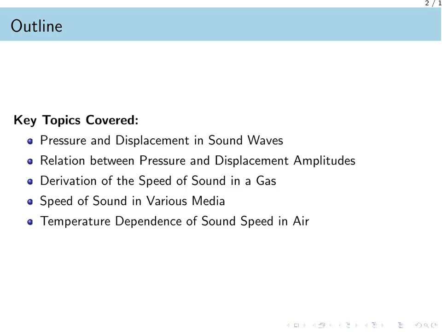We will begin by examining how pressure and displacement are related within a sound wave, and how to express the relationship between their amplitudes. From there, we will walk through the derivation of the speed of sound, specifically in a gas medium. We will also compare how the speed of sound varies across different types of media, such as liquids and solids. Finally, we will look at how the speed of sound in air changes depending on the ambient temperature.